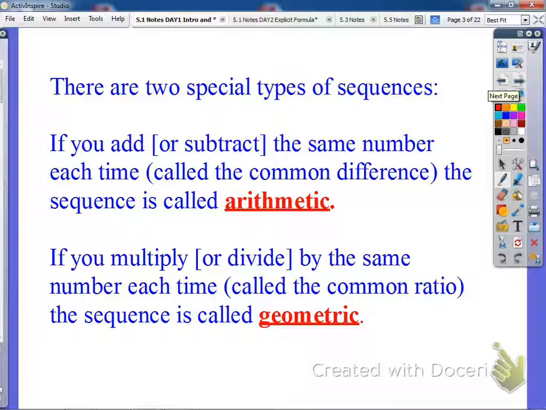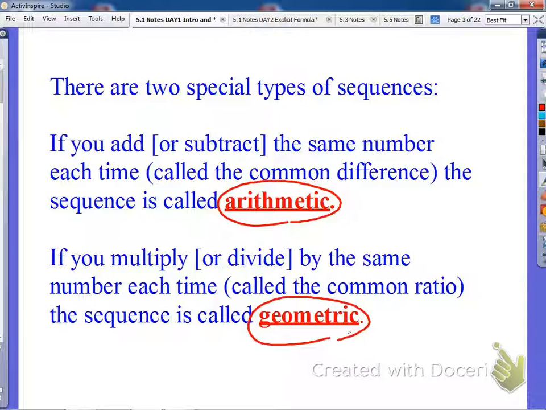There are two special types of sequences. These are not the only types of sequences, but there's two special ones that every good math student needs to know. There's the arithmetic sequences, and there's the geometric sequences. The key defining characteristic between an arithmetic sequence and a geometric sequence is adding the same number in between the terms, or multiplying the same number in between the terms.